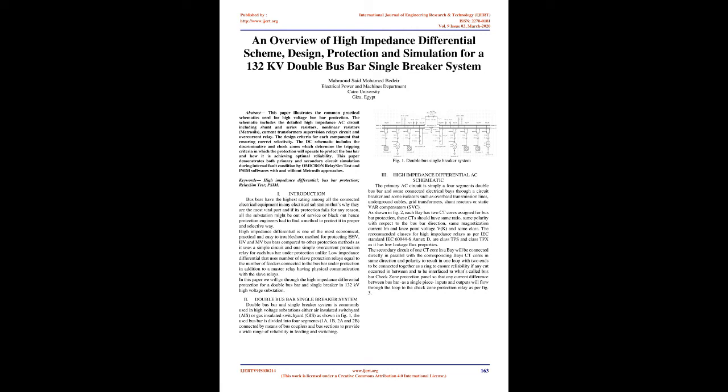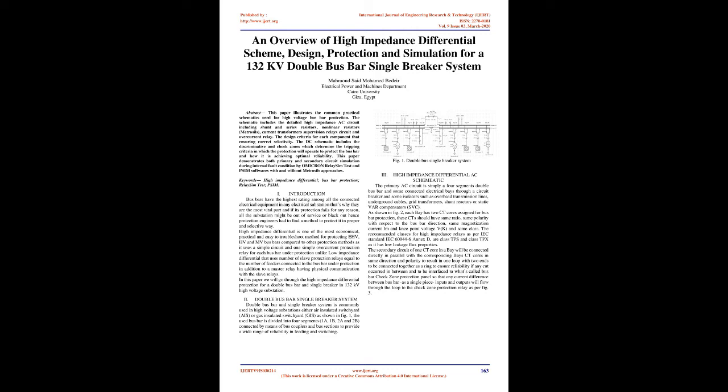In this paper we will go through the high impedance differential protection for a double busbar and single breaker in a 132 kV high voltage substation. 2. Double busbar single breaker system. The double busbar and single breaker system is commonly used in high voltage substations, either air insulated switchyard, AIS, or gas insulated switchyard, GIS, as shown in Figure 1. The busbar is divided into 4 segments, 1A, 1B, 2A and 2B, connected by means of bus couplers and bus sections to provide a wide range of reliability in feeding and switching. Fig 1. Double bus single breaker system.